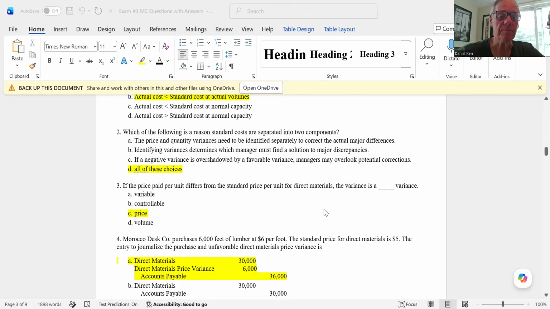Number 3, if the price paid per unit differs from the standard price per unit for direct materials, then what you're going to have is a price variance. So the correct answer there is C.